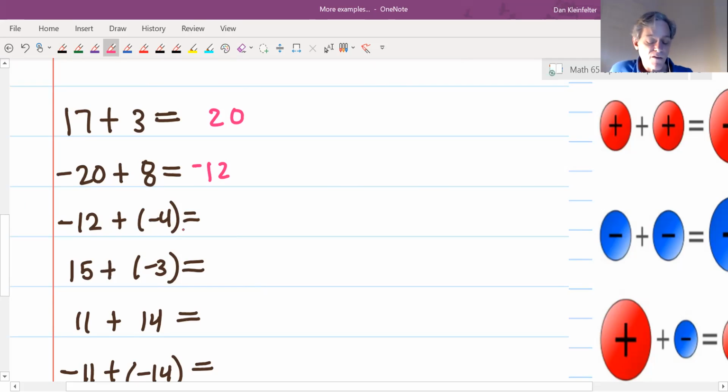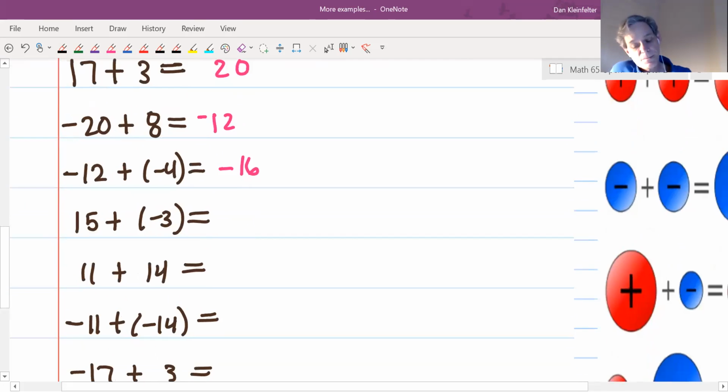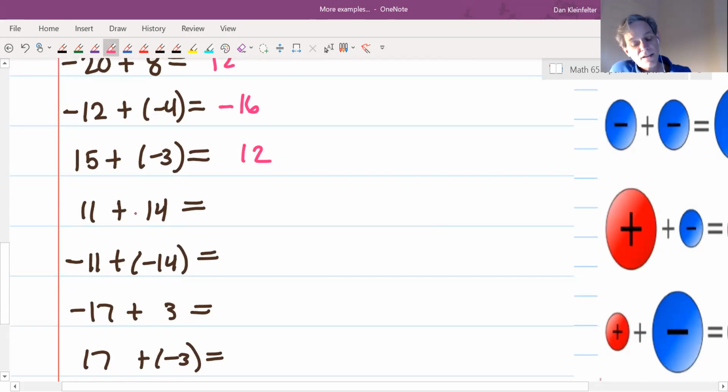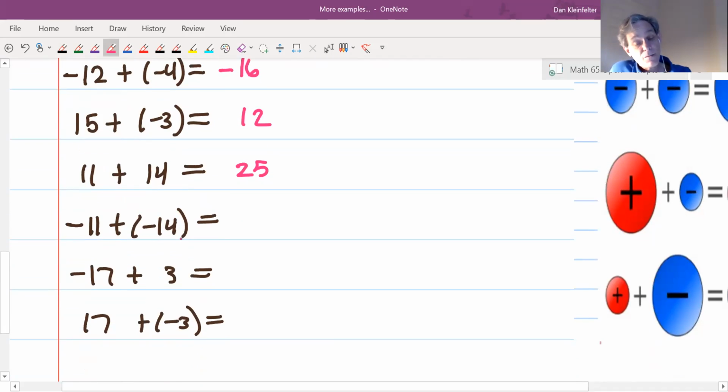Okay, negative 12 plus negative 4, we're adding together two negative numbers. Get a negative 16 for an answer. Okay, 15 plus negative 3 will be positive 12. 11 plus 14 is 25. Negative 11 plus negative 14 will be negative 25.